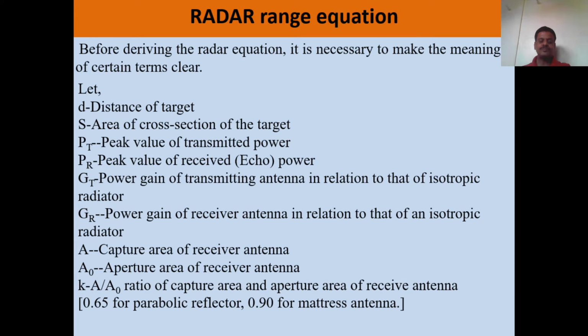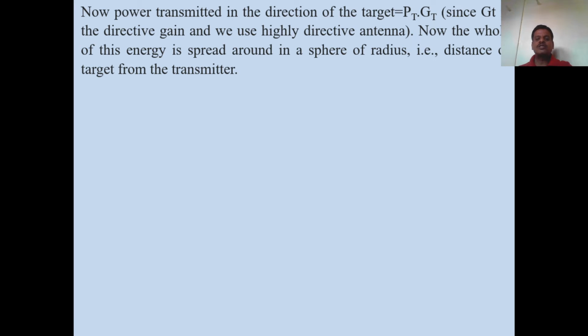Then the ratio of the capture area to aperture area, that is A divided by A0, is denoted by K, and this is the ratio of capture area and aperture area of the receiving antenna. And this is 0.65 for a parabolic reflector, and it is equal to 0.90 for the matrix antenna in the radio receiver. So these are some terms or constants which are used in the radar range equations.